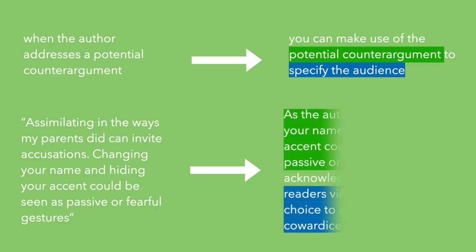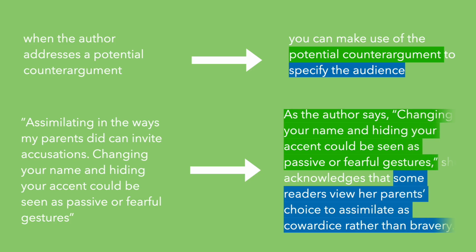As the author says, changing your name and hiding your accent could be seen as passive or fearful gestures. She acknowledges that some readers view her parents' choice to assimilate as cowardice rather than bravery. That's why you need to look for tensions. Tensions also include potential counterarguments, and use that tension to specify the audience and improve your commentary.